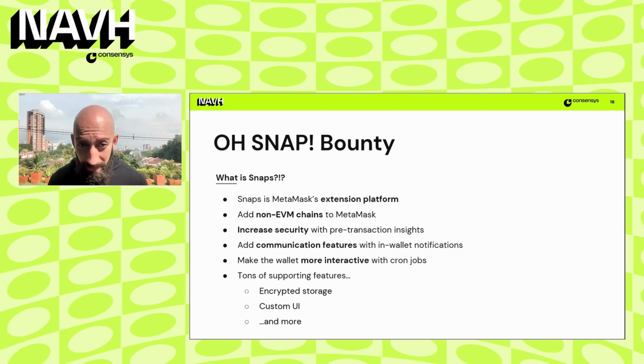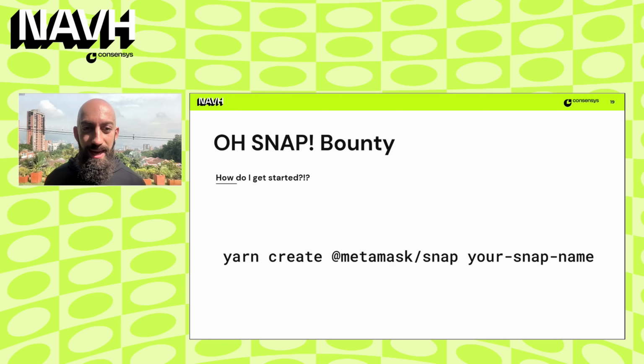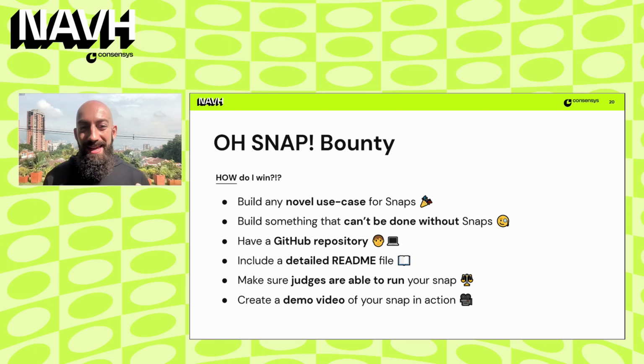So how do you create a Snap? Let's move on to the next slide. To get started, it's so simple. You've already created a React app or something like that. You just go to your terminal, you run yarn create @metamask/snap, your Snap name, and then you're going to get started with our mono repo that is going to give you everything that you need in order to build your Snap.